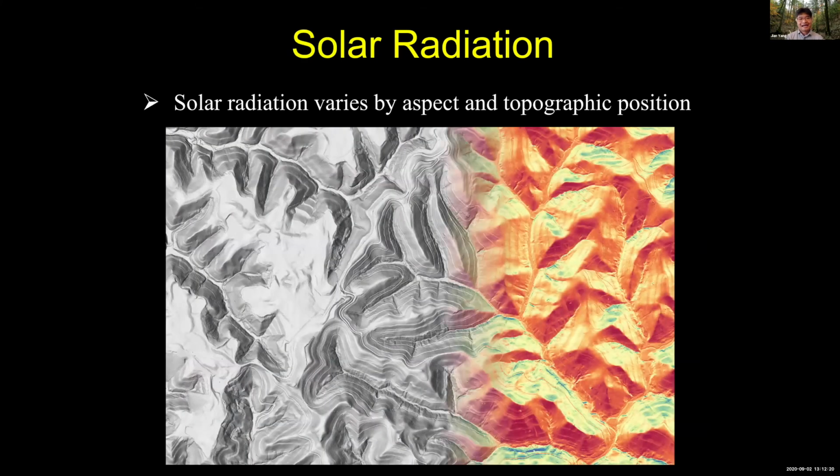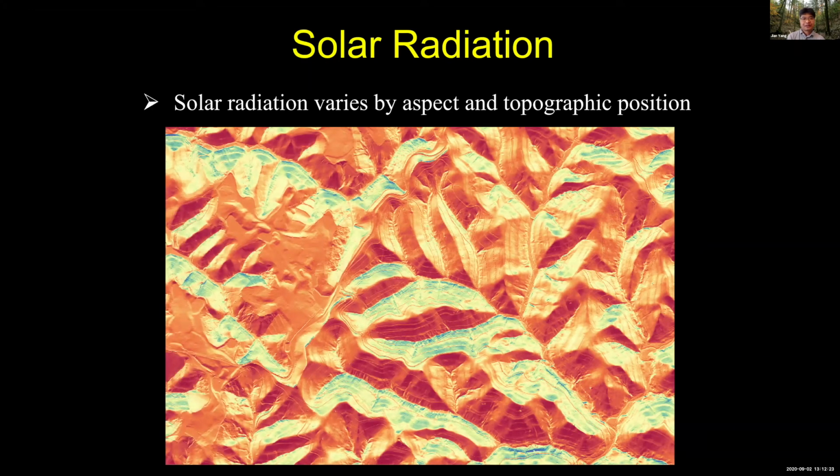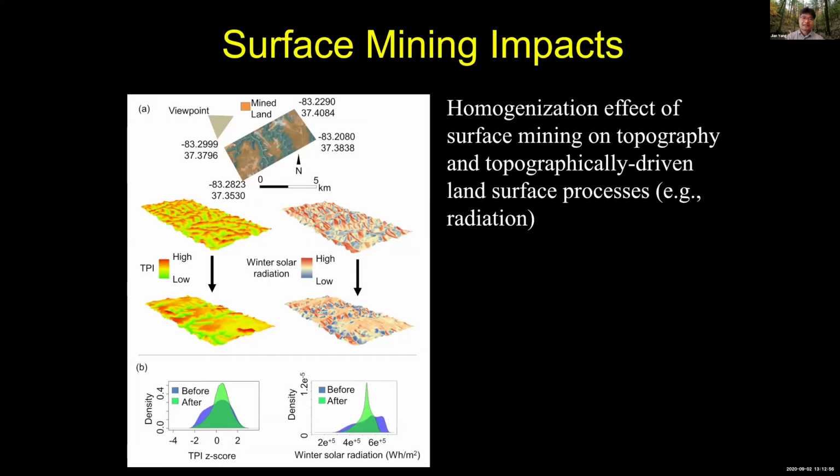So we can use GIS to compute the solar radiation for this region. And as you can see, the north-facing aspects generally have lower solar radiation than the south-facing aspects. And as we saw from this graph to the left, this is where we don't see much variability of the solar radiation, because that's the area that has been impacted by surface mining. This is what we call the homogenization effects of surface mining on topography and the topography-driven land surface processes.